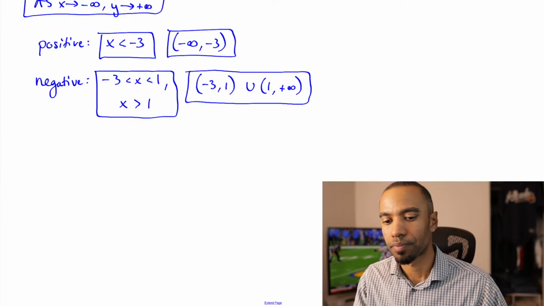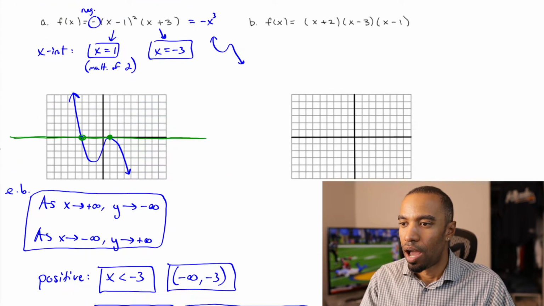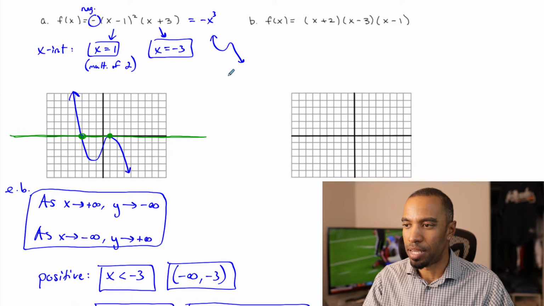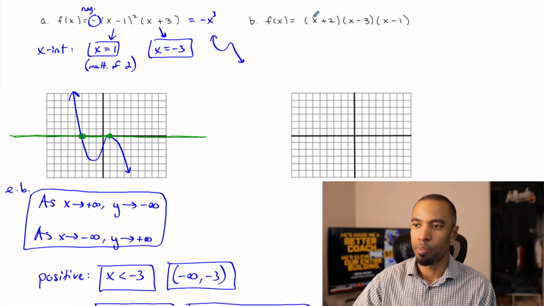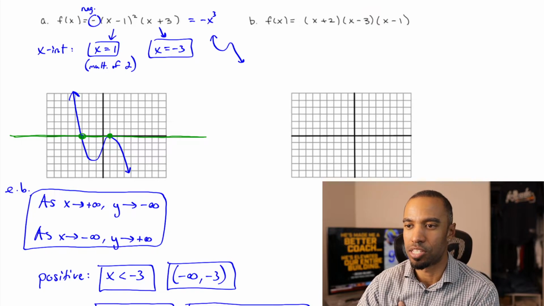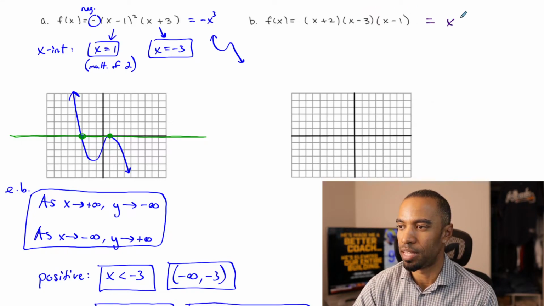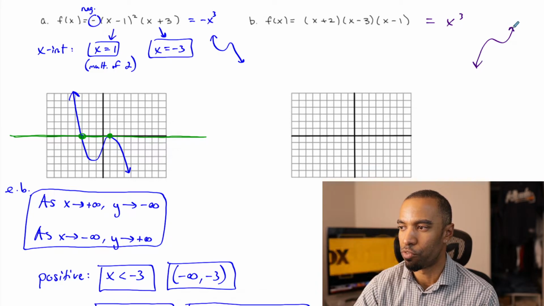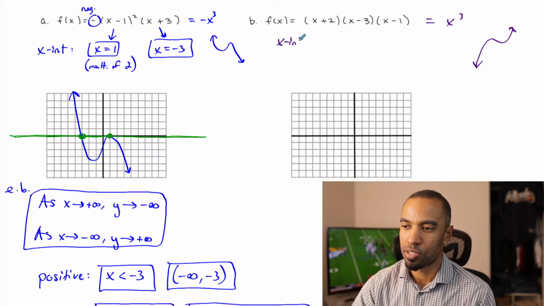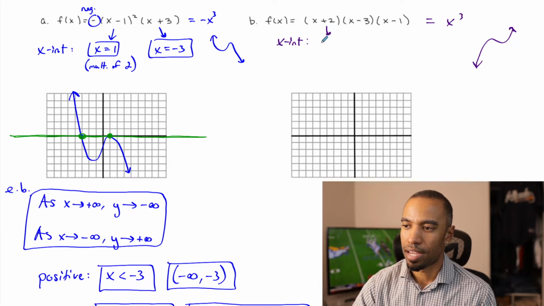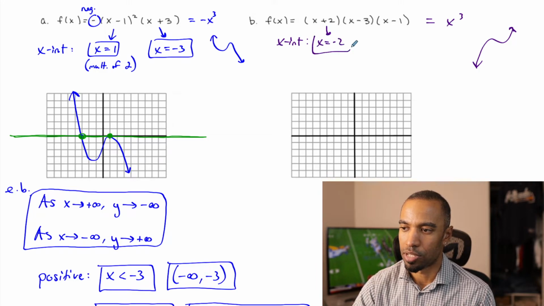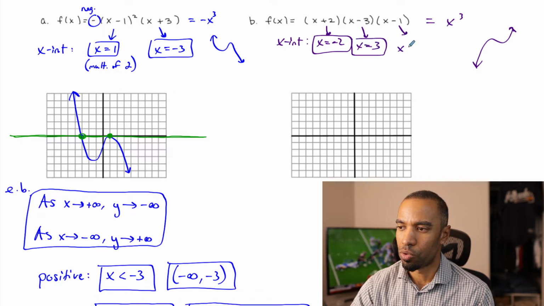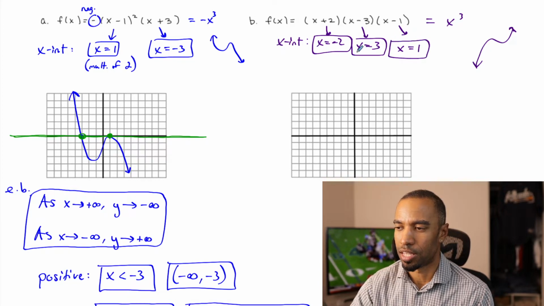Okay. All right, here we go. Part B. I have what appears to be another cubic. I have x times x times x. It's an x cubed and a positive x cubed at that. That means we know that the behavior of this graph is going to have something of this form. The x-intercepts here are x equals -2. Take the opposite right there. X equals +3 right there. And x equals +1. Again, take the opposites of those.